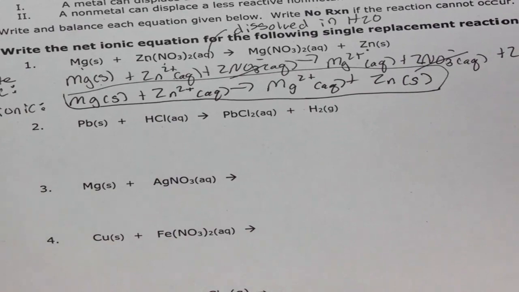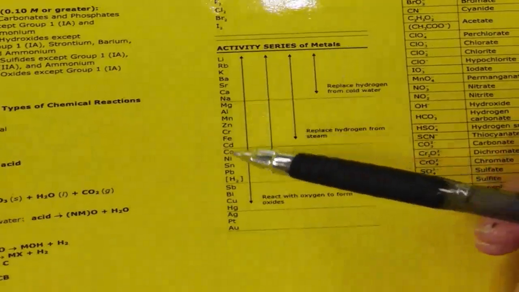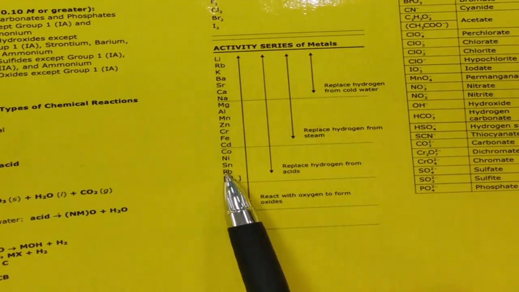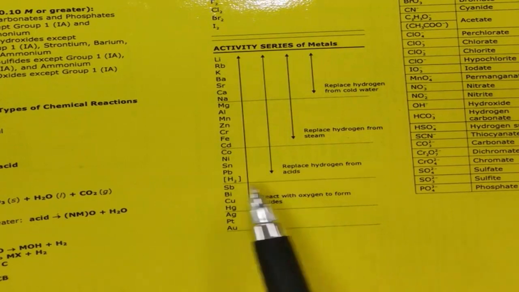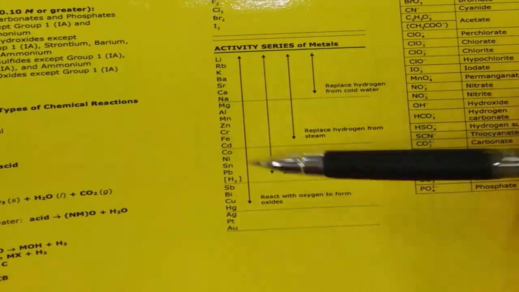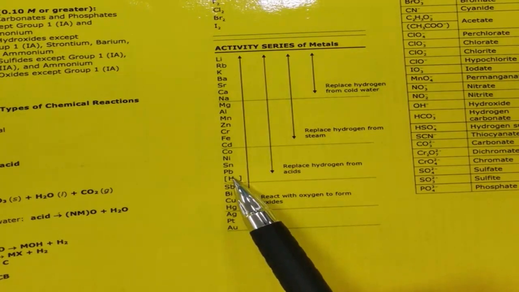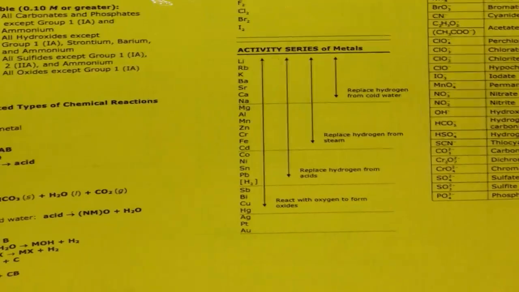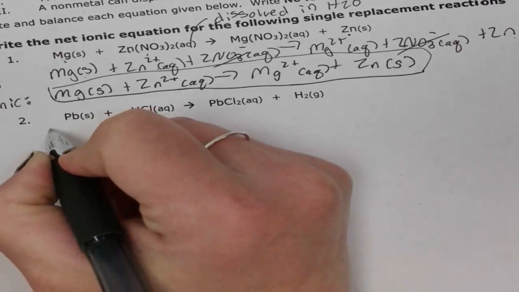Lead and hydrochloric acid. So when I look at my activity series, I'm going to find lead, and here's lead, and it is within the line that replaces hydrogen from an acid. This line goes all the way down, all right? Lead can replace hydrogen from an acid, so this reaction will work. So what are we going to do? Let's start with our complete ionic equation.